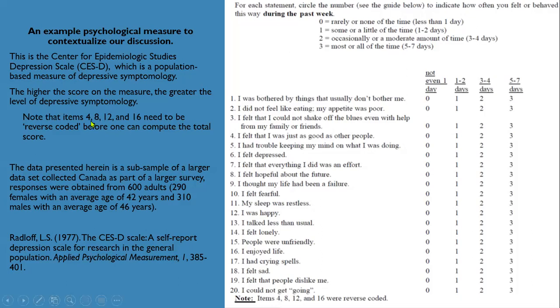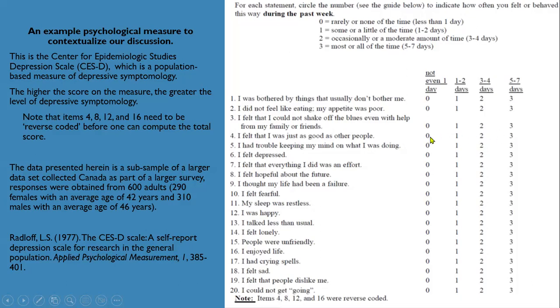A couple of points to note as well is items 4, 8, 12, and 16 need to be what's called reverse coded. So you'll see item 1, I was bothered by things that usually don't bother me. I don't feel like eating. My appetite was poor. I felt like I could not shake off the blues. Then the 4th was, I feel that I was as good as other people. Well, clearly this item has a valence that's opposite. If you were to give a 3 here, that's actually a very positive encounter, in particular when we're thinking about depressive symptomatology, so you would reverse code it. So a 3 becomes a 0, right?